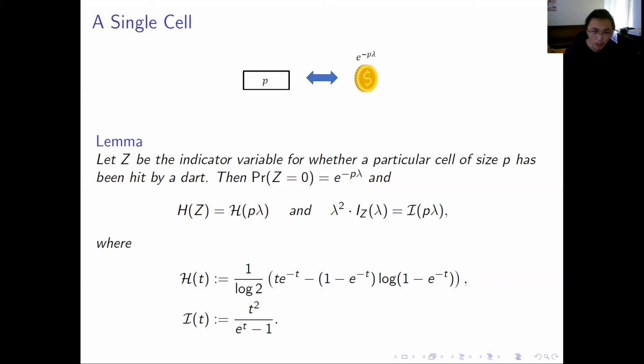When P times lambda is small, there's very little chance that the cell gets a 1, so it's not very sensitive. And when lambda is large, with high probability the cell of size P will get a 1. So there's not much entropy there, and it's also not very sensitive to lambda. So the cell will have a lot of entropy, but at the same time a lot of information about lambda, when P times lambda is about a constant.